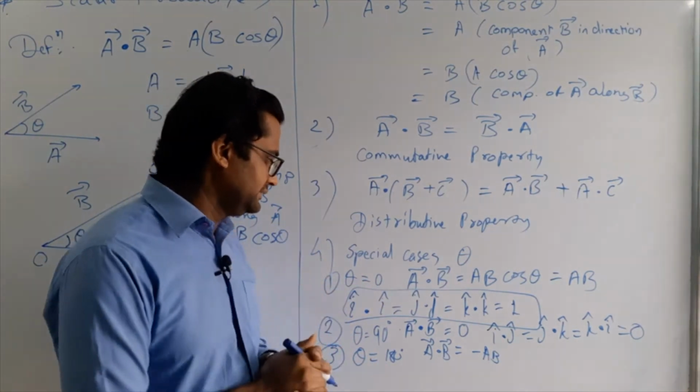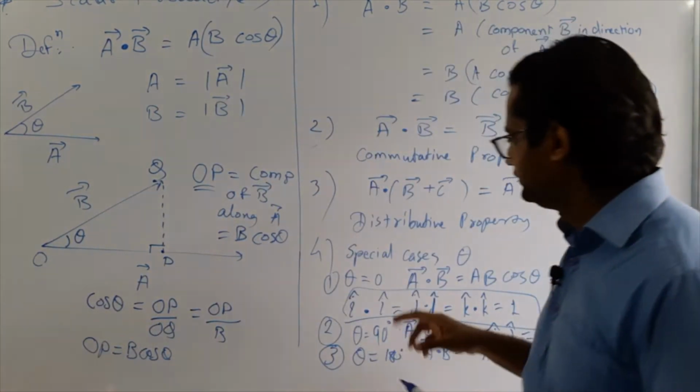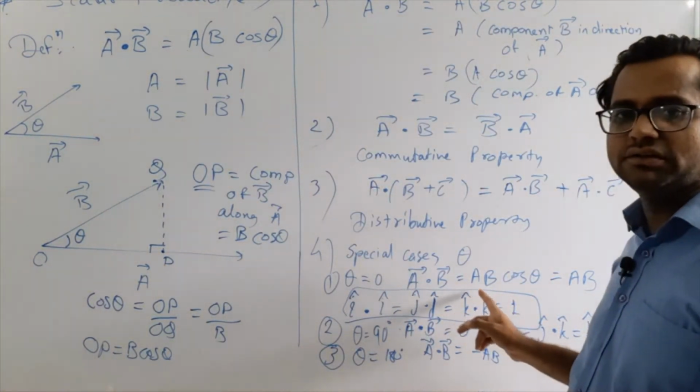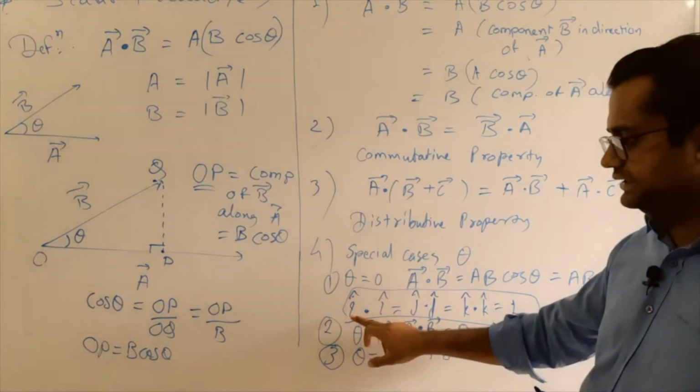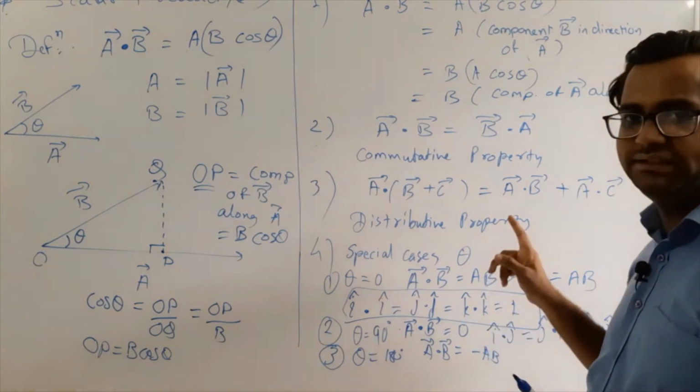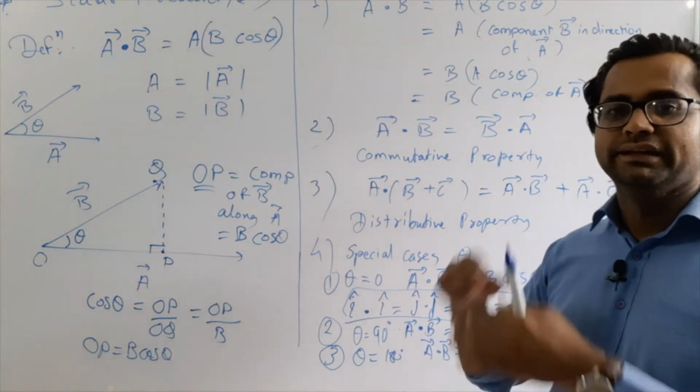So 2 important results that we have derived here are, number 1, if the vectors are parallel, then their dot product is equal to the product of their magnitudes, and from that we have derived that i dot i is 1, j dot j is 1, k dot k is 1, and if the vectors are perpendicular, then the dot product is 0.